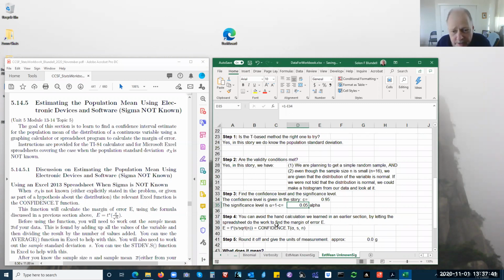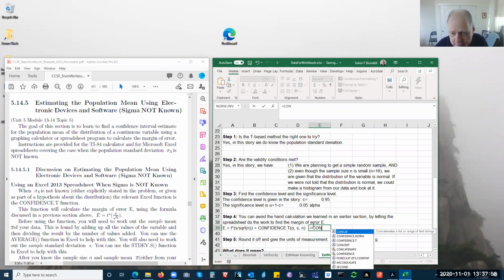So in order to use the Excel function, it's going to be confidence.t, and you put in the alpha, the sample standard deviation s, and the sample size n. So for this problem, I'll type equals, start typing confidence. It gives me choices. I pick the confidence.t. I put in the alpha, that's this 0.05. I'll just click on it. Sample standard deviation in the story was given to be 2 grams. Sample size was 16. Close the parentheses. That's all I have to do. I say enter.